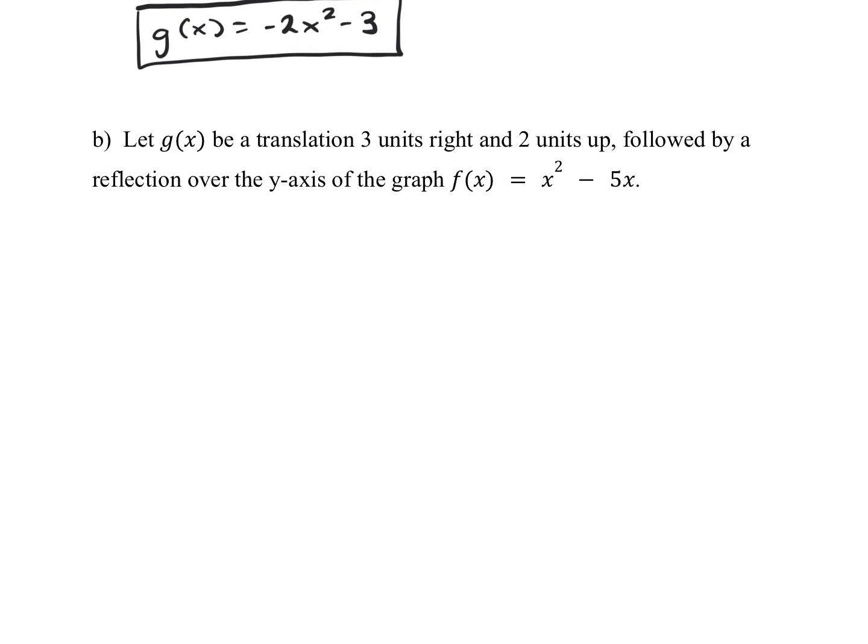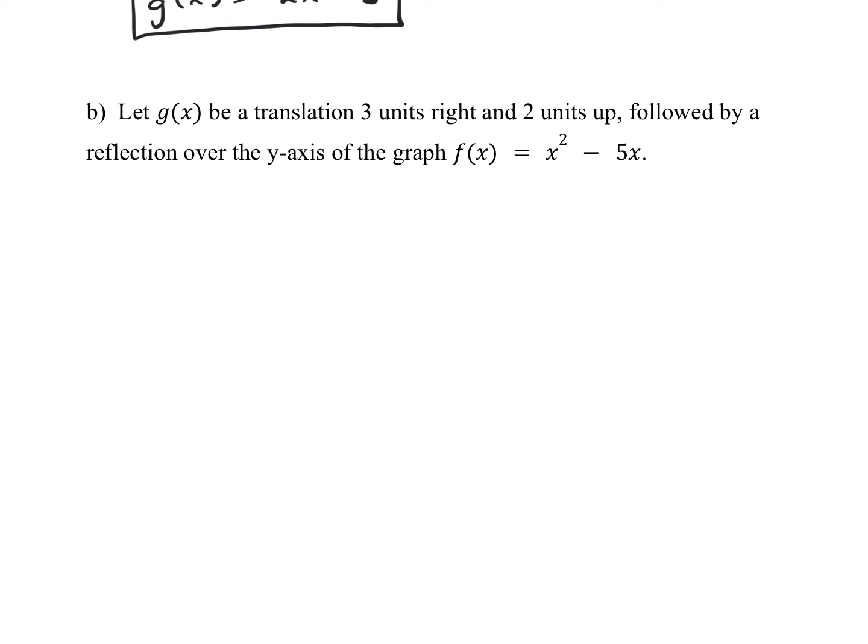So let's look at part B, which is a little bit trickier. It says, let g of x be a translation 3 units right and 2 units up. So it's going to be the first round of transformations. But then it says, followed by a reflection over the y-axis. And notice this time we're actually transforming a function that is no longer just x squared. It's x squared minus 5x.